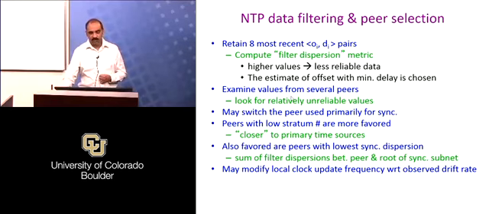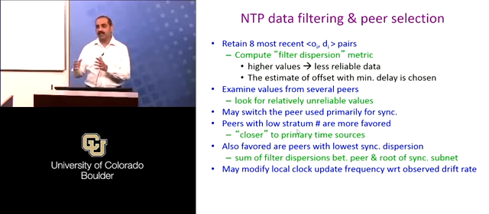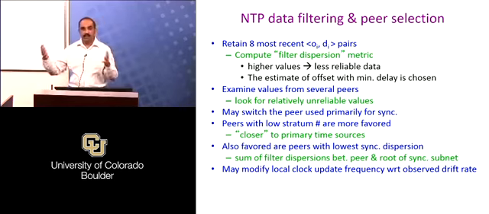It examines values from several servers, looks for relatively unreliable values, and filters them out. These things are pretty straightforward. Based on the type of data it is receiving from various servers, it may switch from one server to another server, from one stratum to another stratum, and so on.